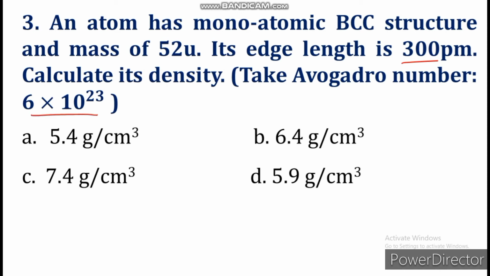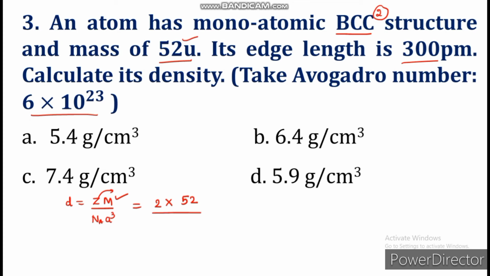Now see here, what is density formula? Density is given by Z into M divided by Na into a cube. Z is number of particles per unit cell. For BCC, number of particles per unit cell is 2. So I'll write 2 into M is what? The mass. Mass is how much? 52 U. But here this is 52 U for one atom. For 1 mole, it means for Avogadro number of particles, it is 52 gram. So I'll just write 52 here.